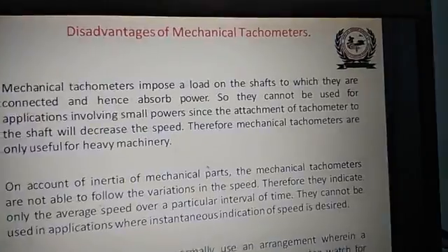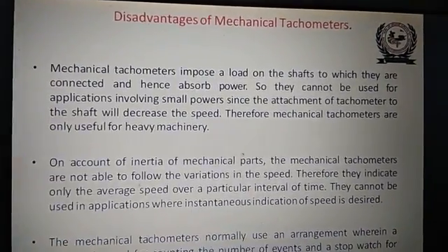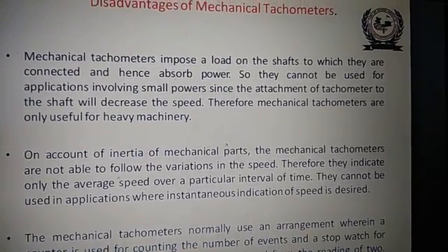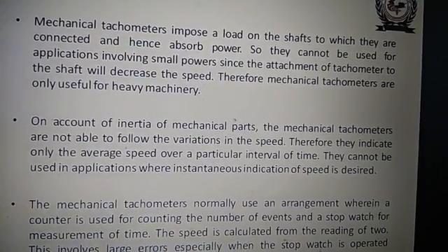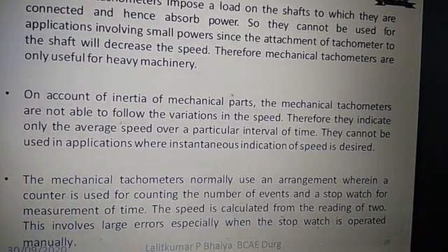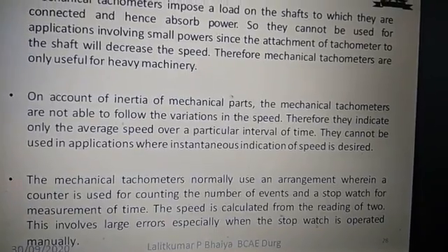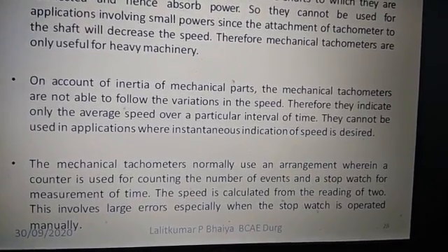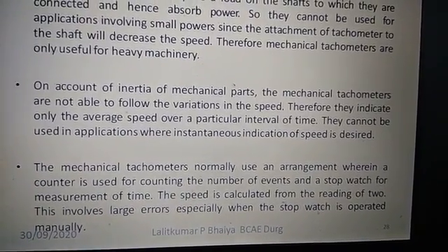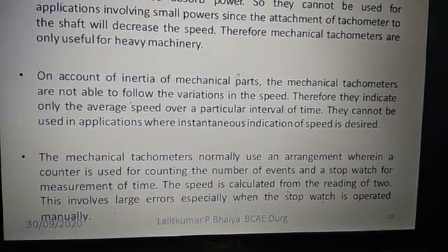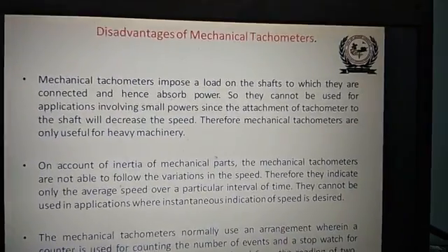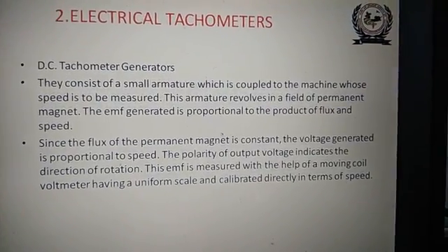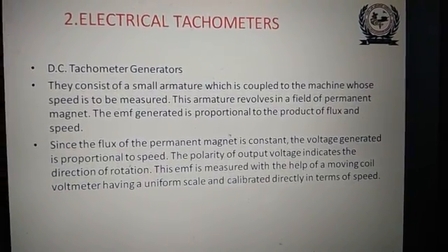There are certain disadvantages of these mechanical tachometers. They impose a load on the shafts, and there is also the account of inertia. And mechanical tachometers normally use arrangements wherein a counter is used for counting the number of events. So these are some disadvantages of the mechanical tachometer. You can go through it. Then electrical tachometers, called DC tachometer generators.